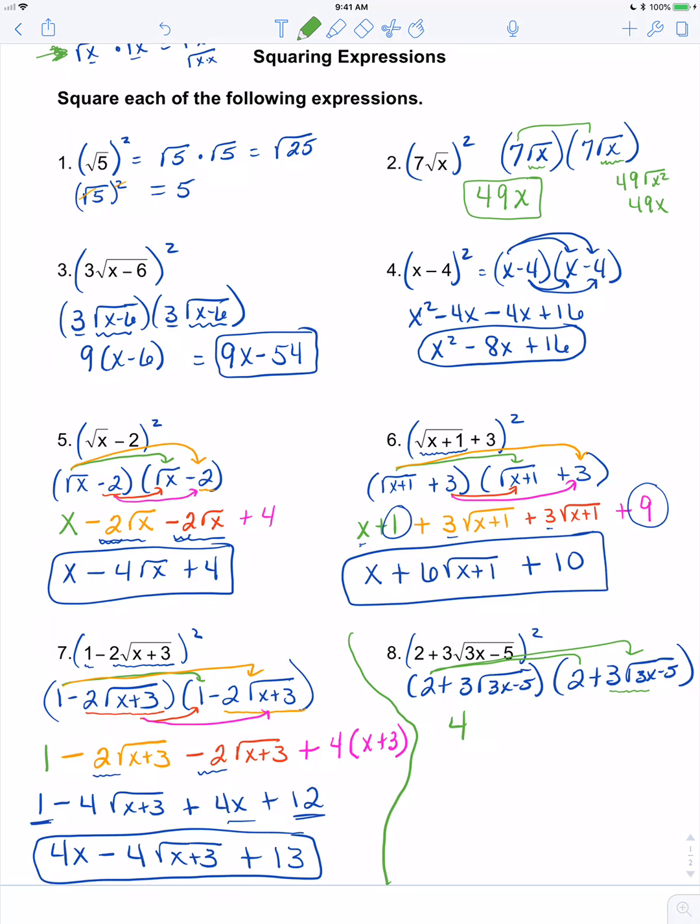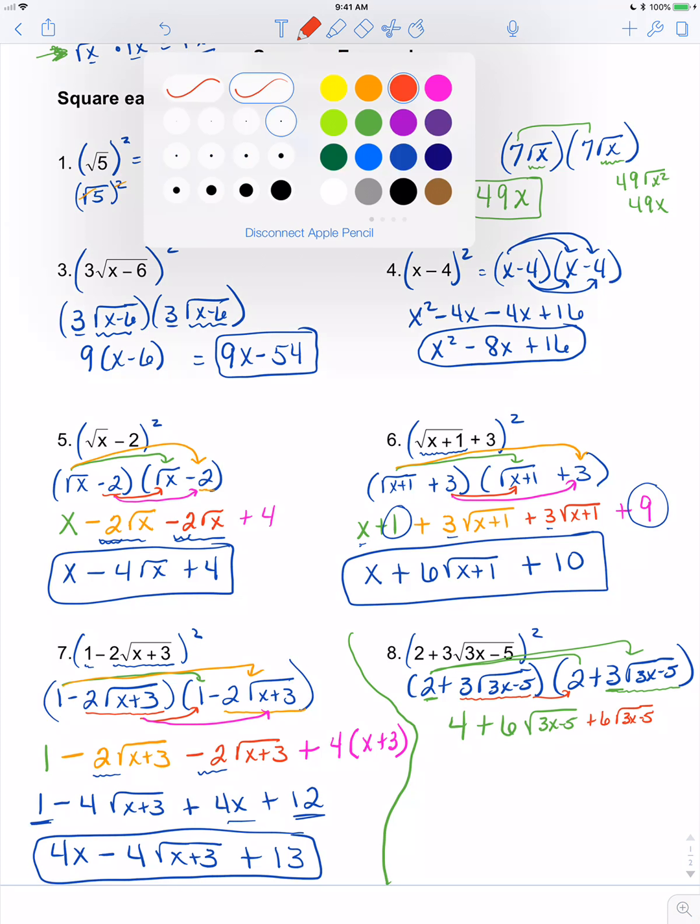Remember, this is one term because it's all multiplied together. Well, the 2 is a whole number. The 3 here is your whole number, so that's what you multiply together. So that gives us 6 square roots of 3x minus 5. Next, we're going to take this term, 3 square roots of 3x minus 5 times 2, so that gives us another 6 square roots of 3x minus 5.